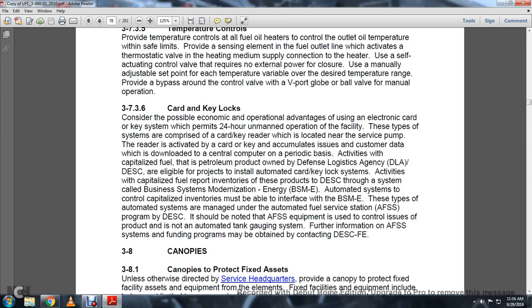From the DESC, it should be noted that the automated fuel service station equipment is equipped with a control issue. The product is not automated with the tank gauging system. Further information on the automated fuel service station system and funding of the programs may be obtained from DESC-FE.